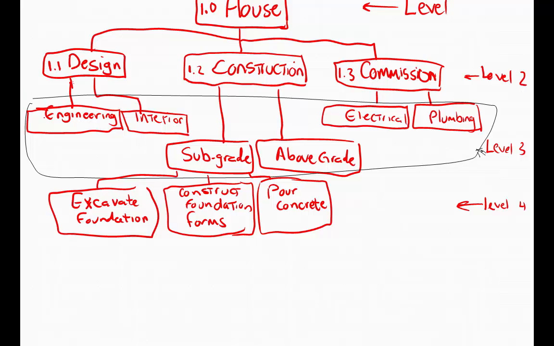And then going down further, engineering would be 1.1.1. Interior design would be 1.1.2. For the construction deliverable 1.2, we look down into the sub-deliverables. Subgrade would be 1.2.1. Above grade would be 1.2.2. Electrical will be 1.3.1. Plumbing would be 1.3.2. Now moving down to our work packages.